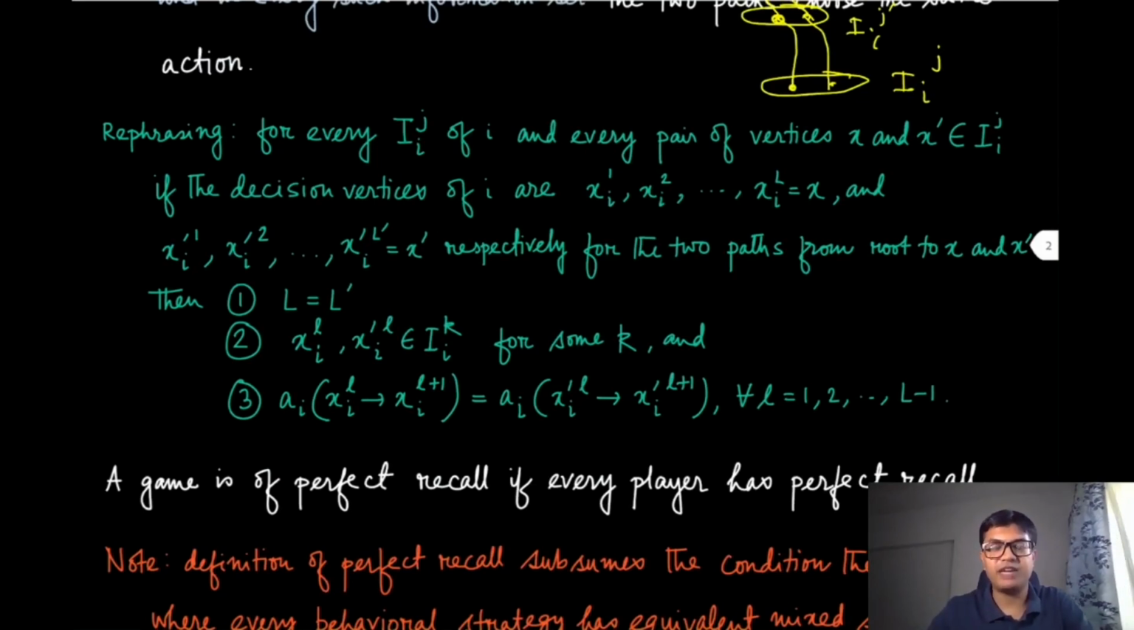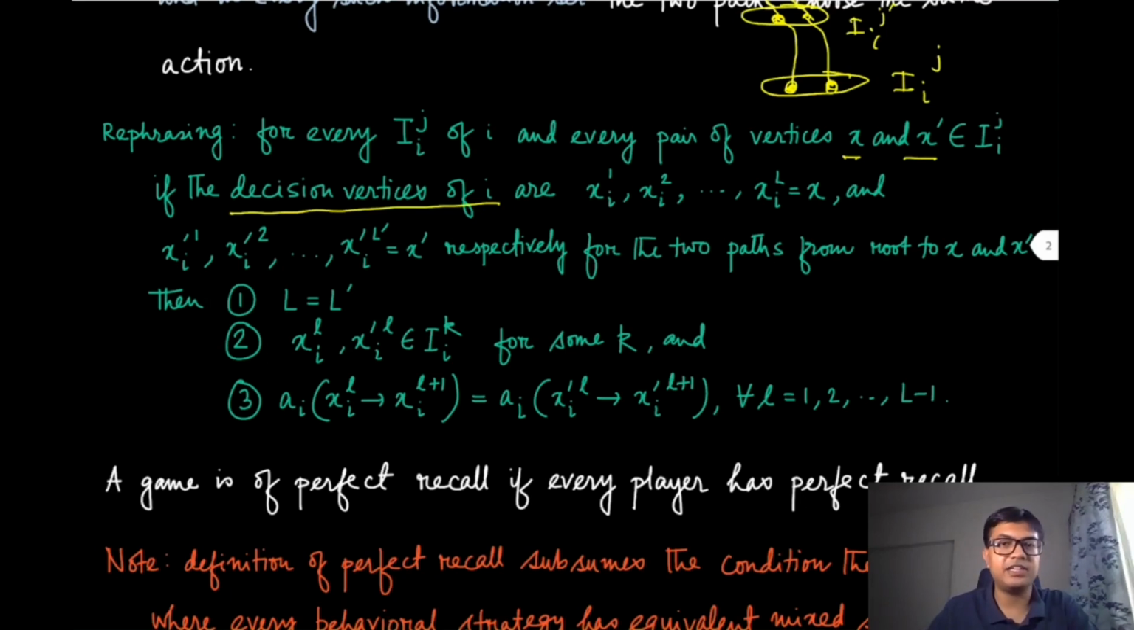This will require a little bit of time to understand this notation, so let us go over it very slowly. For every I_J, which is an information set of player I, and every pair of vertices in that information set, let's say x and x prime, something similar to this one. We'll just go back to the same diagram back and forth. So if the decision vertices of I, note that these are decision vertices of I, those are the places where player I is essentially the player. So this sequence of nodes are only those places where player I is playing.